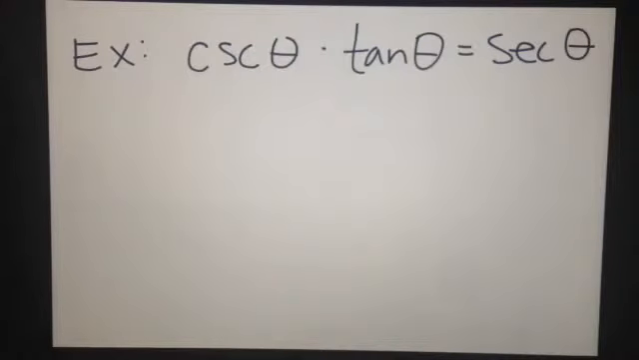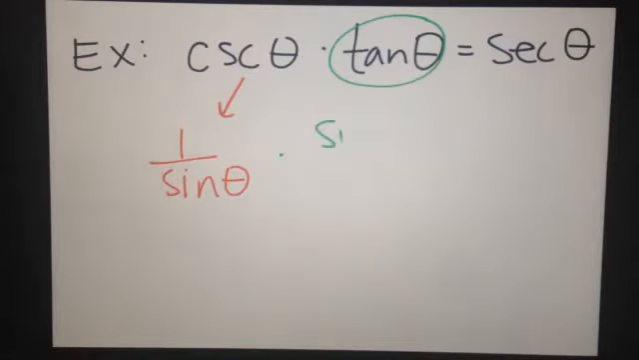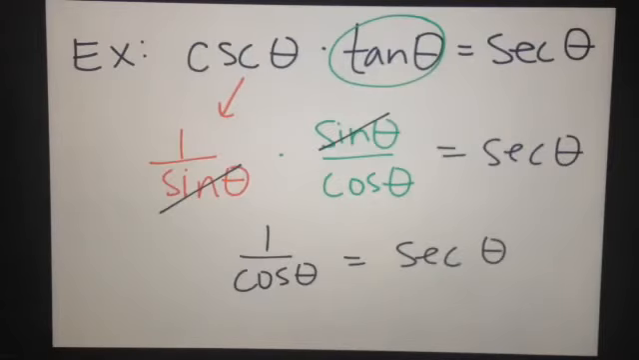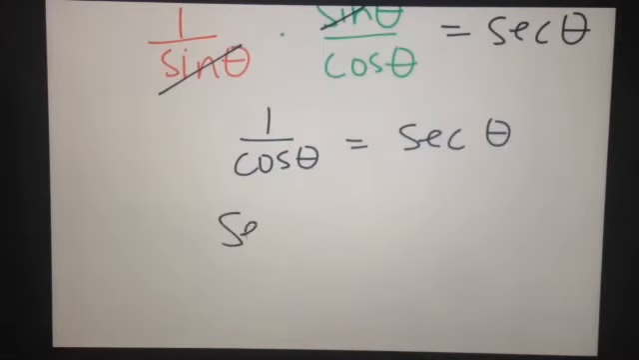And so I know that cosecant theta is really just the same thing as 1 over sine theta. And I know that tangent theta is the same thing as sine theta over cos theta. And that still equals secant theta. And now if I look at this, I can see the sine on the bottom and the sine on the top are going to cancel. And I'm just going to get 1 over cos theta equals secant theta, which we know those two things do equal each other. So secant theta equals secant theta, and I am done.